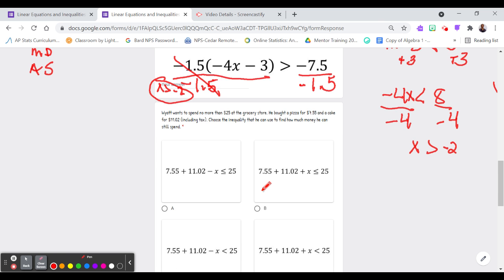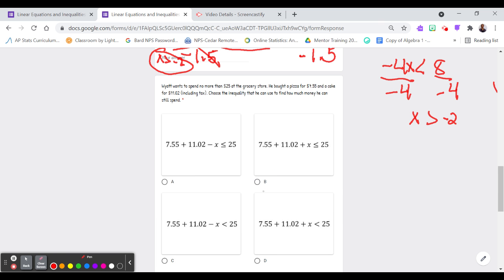So our next question: Wyatt wants to spend no more than $25 at the grocery store. So that seems important. It says no more than. He bought a pizza for $7.55 and a cake for $11, including taxes. Choose an inequality that can be used to find how much money he can still spend. So we know he spent $7.55 plus $11, so it includes the tax already. Okay, that's great. Plus some amount of money, x. And he wants it to be no more than 25. It has to be less than or equal to 25.